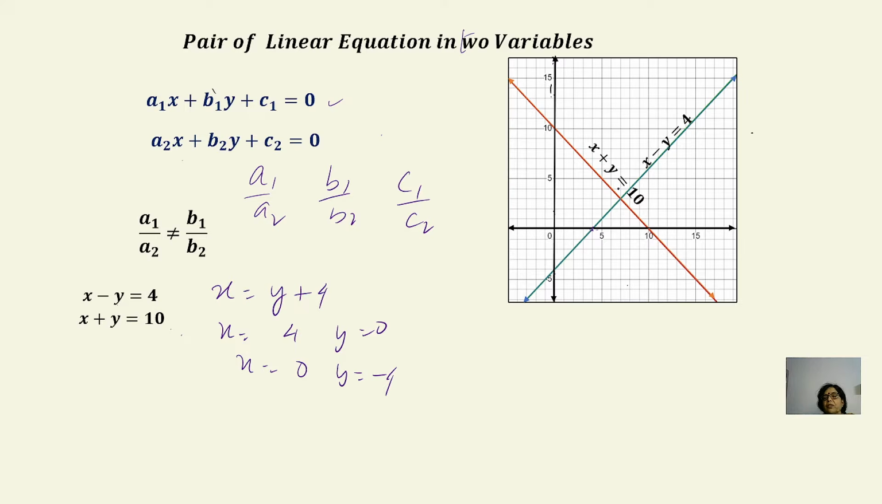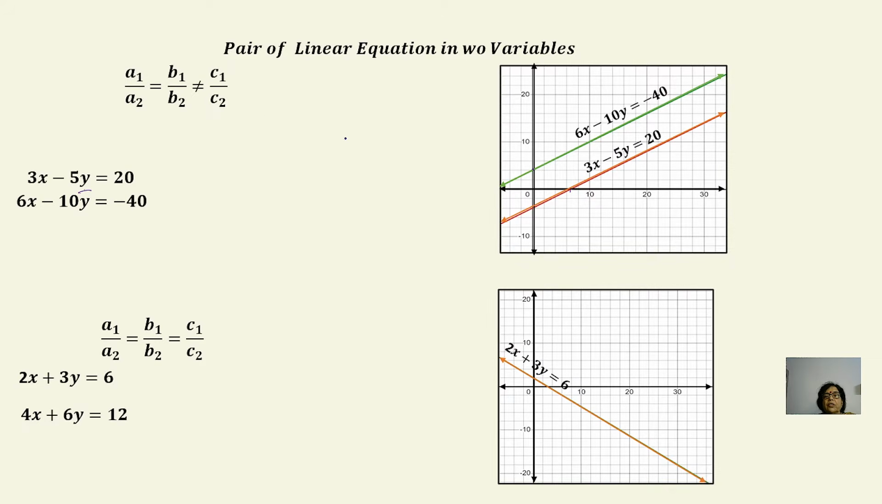Similarly, x plus y is equal to 10. If y is 0, x is 10; if x is 0, y is 10. So it passes through (10, 0) and (0, 10), both positive. And they intersect at this particular point over here. Now, what is this point of intersection? It is (7, 3). So the point of intersection is (7, 3).